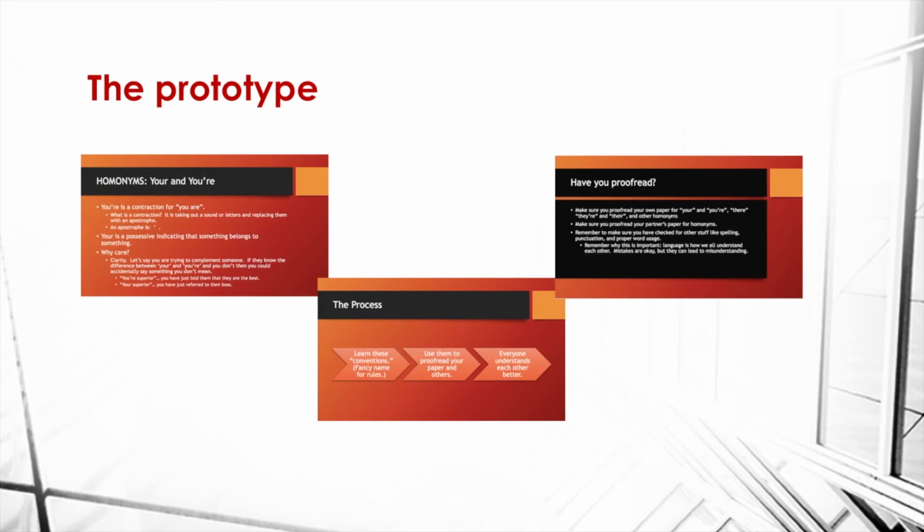In fact, in the first slide, you can't tell this, but I give an example where you say you're superior, you're telling somebody that they are better than everybody else, but if you say your superior, you're referring to their boss. And that the appropriate word choice can actually change the meaning of a sentence. Then we move on to the process, where learning these conventions leads to using them to proofread one's paper and others, which leads to everyone understanding everyone's writing better, and then the guide to proofreading in the last slide.